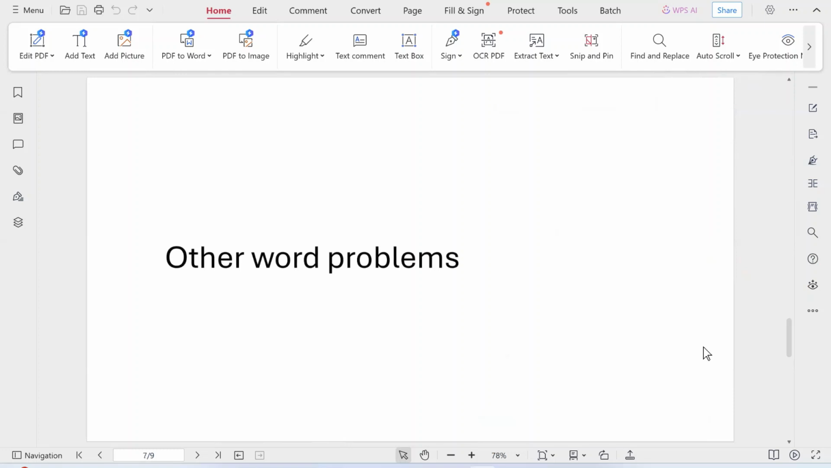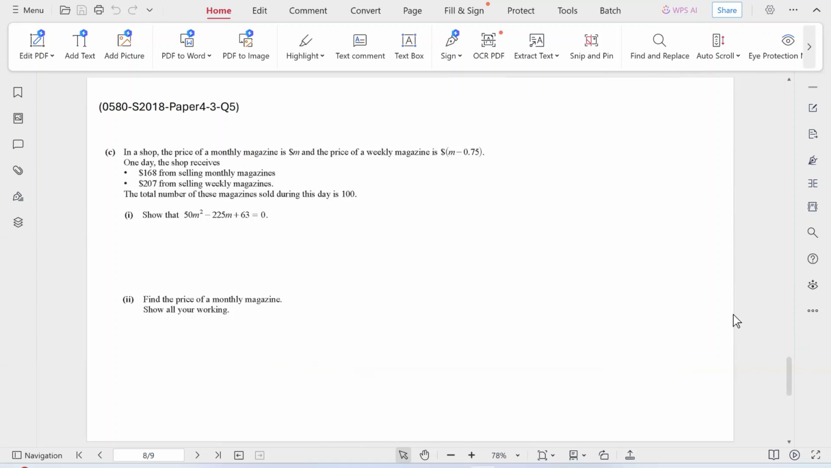We will move on now to other word problems that don't necessarily have to do with distance and speed and time. So in this problem, we have a shop, and the price of a monthly magazine is $M. The price of a weekly magazine is M minus $0.75. One day, the shop receives $168 from selling monthly magazines, $207 from selling weekly magazines, and the total number of the magazines sold is 100. We want an equation in M.